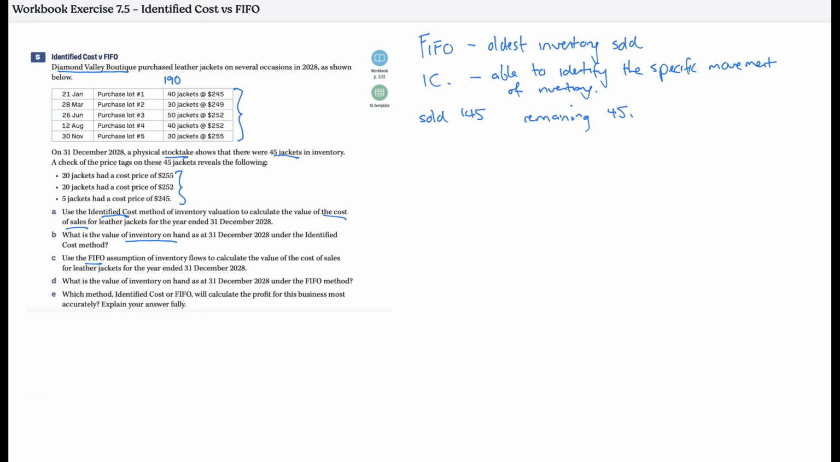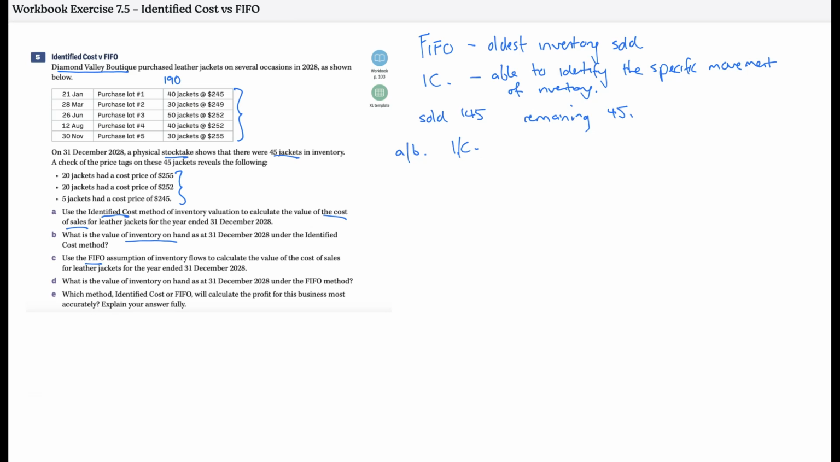So what we're going to do is split this up and do them separately, and we're going to start with A and B, which of course is identified cost. So we are now going to do A and B. We're going to consider them together, and we're going to consider what is the inventory impact when we use identified cost as our valuation method.